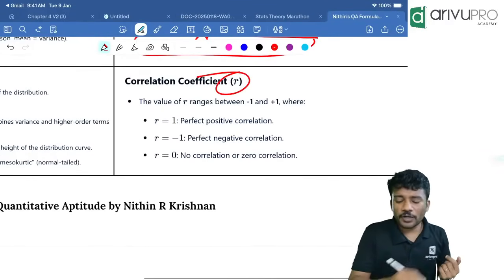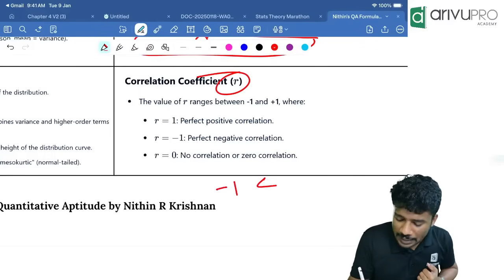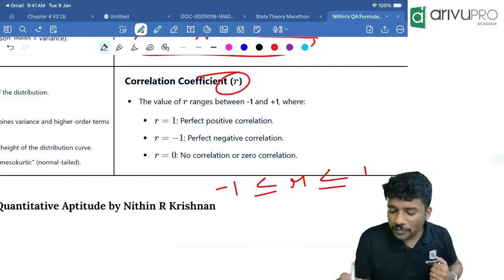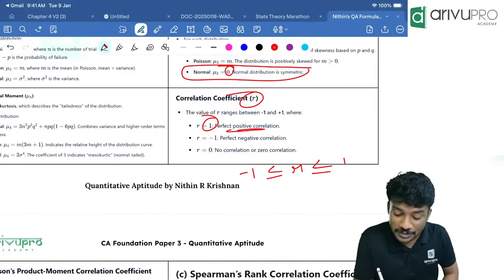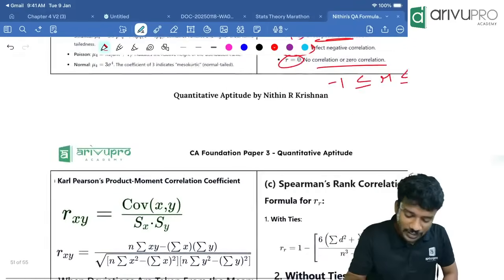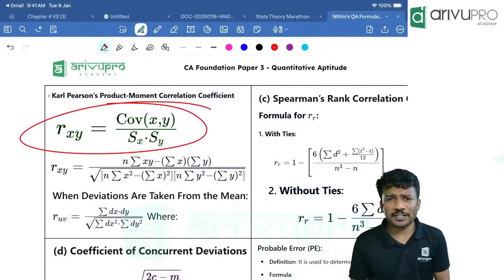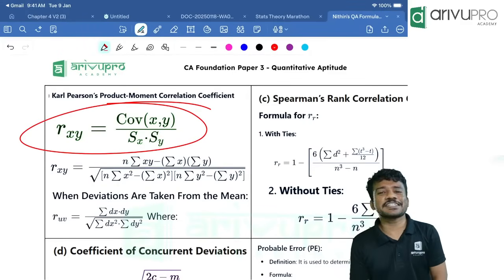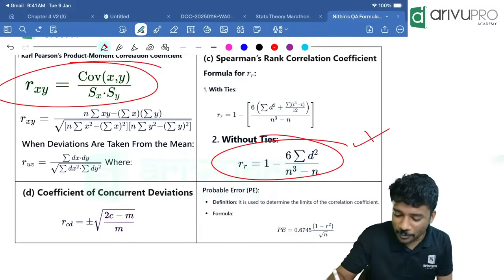Now the correlation coefficient r is always between -1 and +1. Both values are included. If it is +1, it is perfect positive correlation. If it is 0, no correlation. If it is -1, it is called perfect negative correlation. Then Karl Pearson's coefficient of correlation: covariance of xy divided by standard deviation of x into standard deviation of y. Then Spearman's rank correlation. This formula is very important.